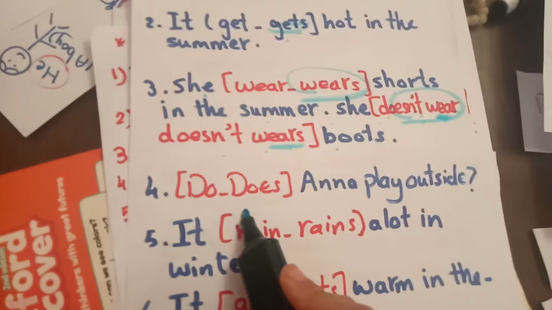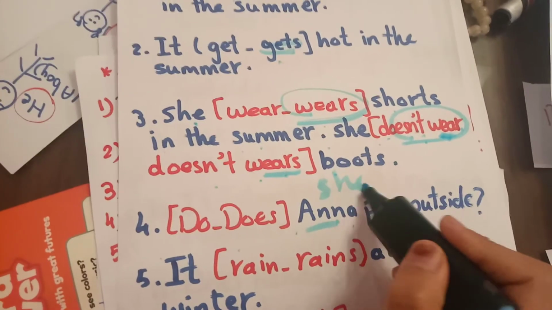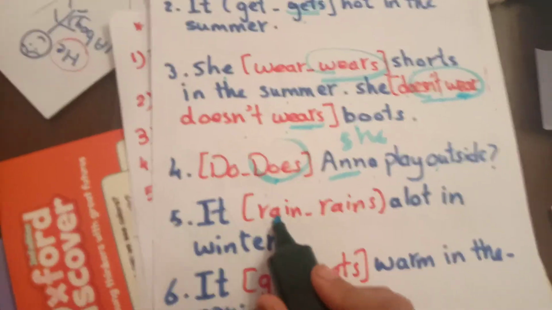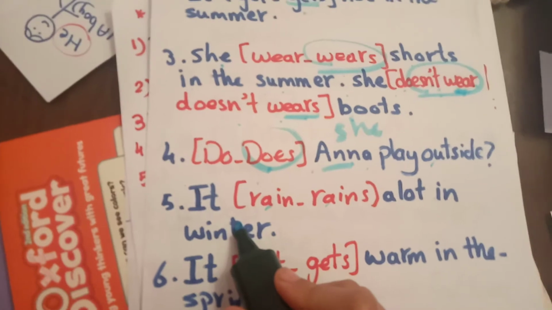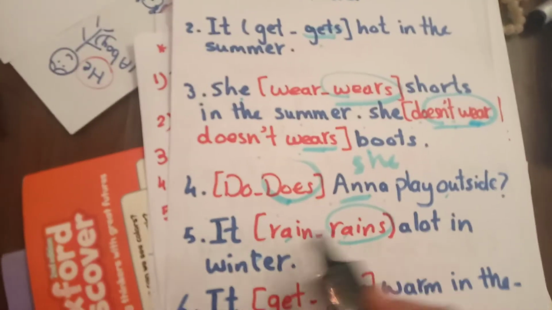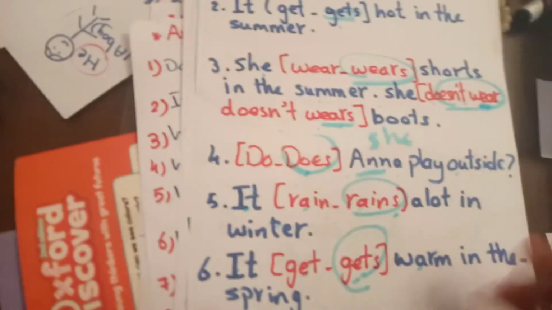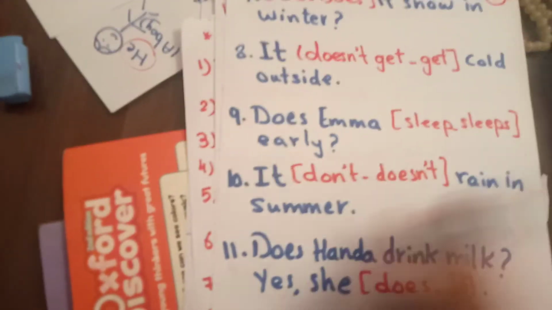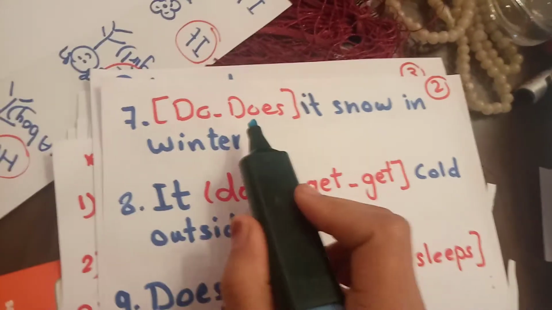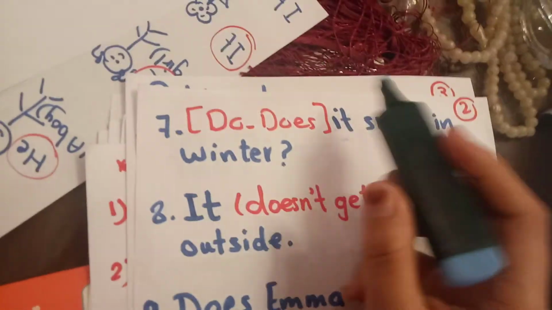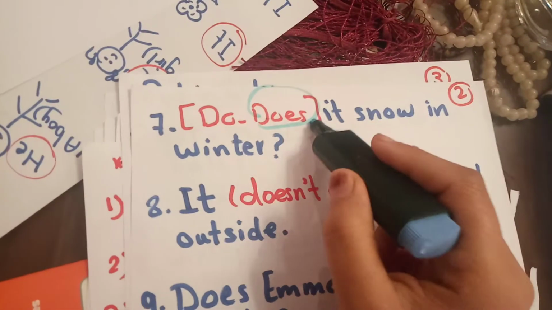Four. Does Anna play outside? Anna means she. So does Anna play outside? Okay. It rains a lot in winter. It rains, the subject is it, so add S to the verb. It get or gets warm? It gets warm. Okay. Do or does it snow in winter? Do it or does it? Does it? Does it? Does he?